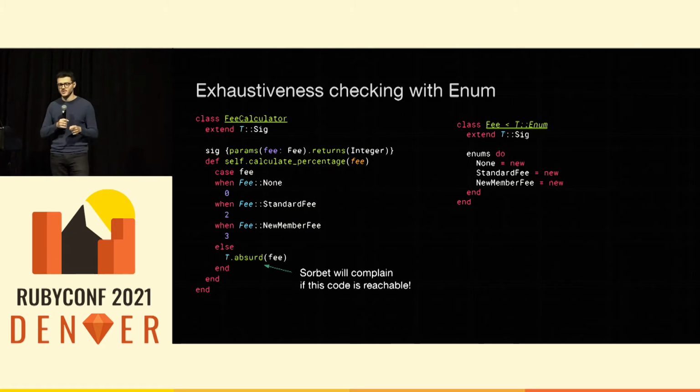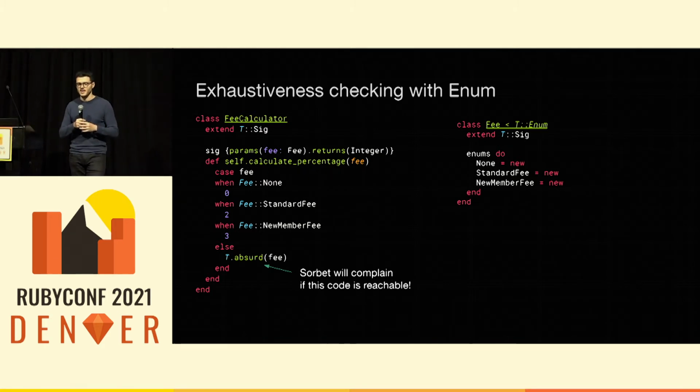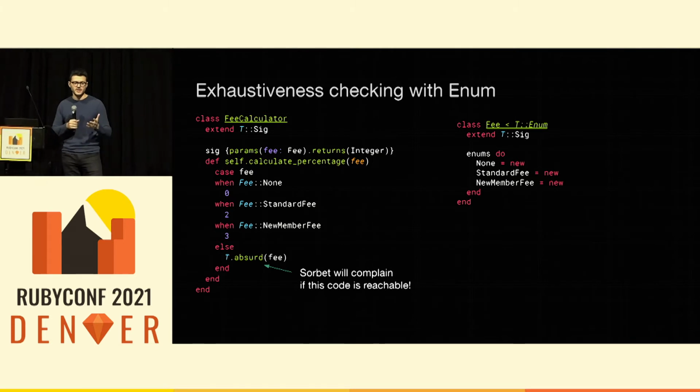Now you'll see the T.absurd line there at the bottom, and what that's telling Sorbet is that if that line is reachable code, we have a type issue. So as it is now, when we're checking all of the values that Phi could take, this is unreachable, so this type checks. But if I were to remove Phi.none, this would raise the type error.